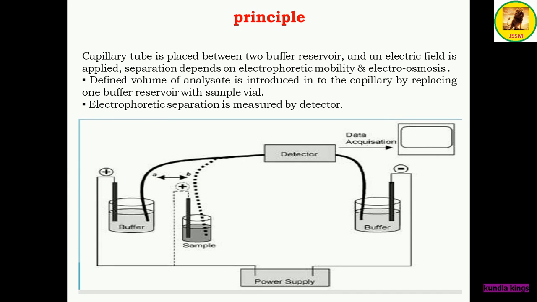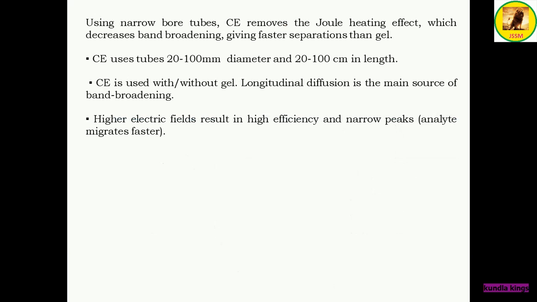The principle involved in capillary electrophoresis is: a capillary tube is placed between two buffer reservoirs. An electric field is applied. Separation depends on electrophoretic mobility and electroosmosis. Using narrow bore tubes, capillary electrophoresis reduces the Joule heating effect, which decreases band broadening, giving faster separations than gel.